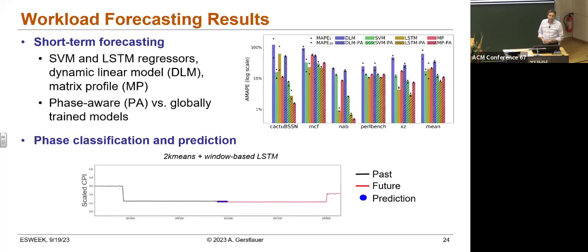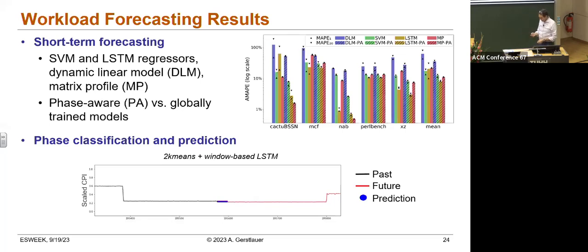We've done some work in this space in our group too. For short-term forecasting, you can use SVM or LSTM regressors. There's new work in the time series domain, things like matrix profiles, and then you can compare these. What we did is try to make forecasting models that are phase aware. Rather than try to learn a global model that predicts the next 20 samples, you learn a model that's specific to each phase of the workload. And that can make the model more accurate, because the model is now specific to a certain region in the workload and predicting the behavior there.